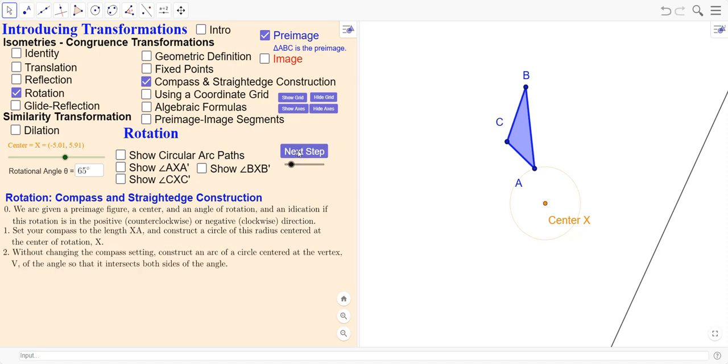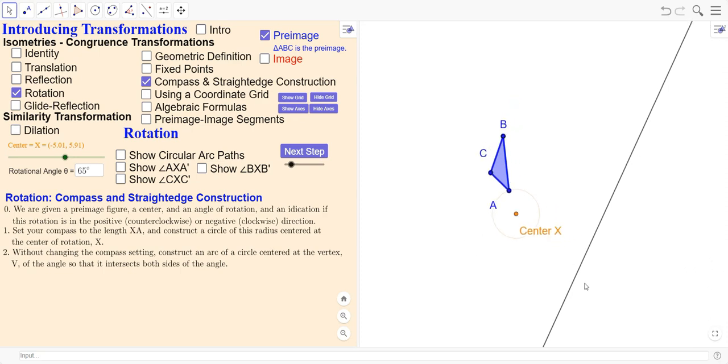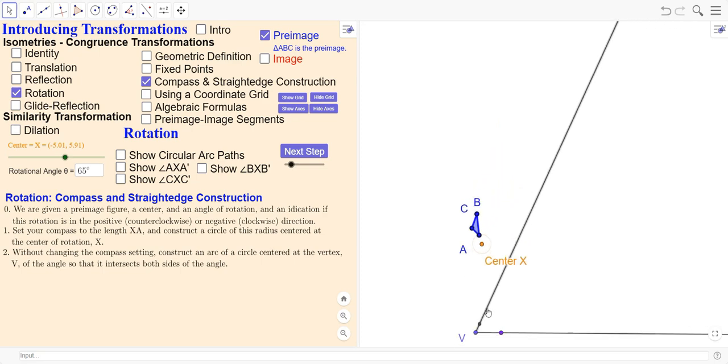Next, without changing the compass setting, we construct an arc centered at the vertex V of the angle. So there should be an angle somewhere here. Let me see if I can find it. Yeah, it's part of this guy right here, if I can get down to him.